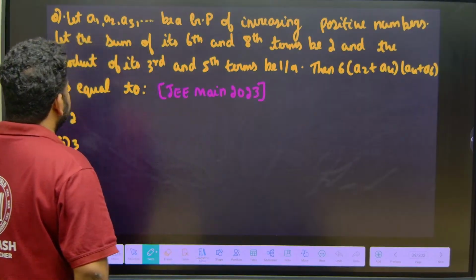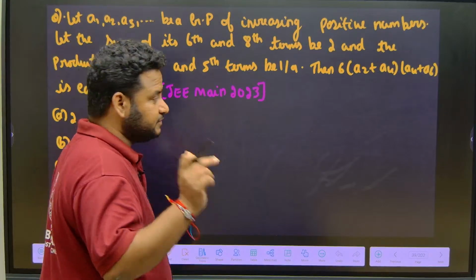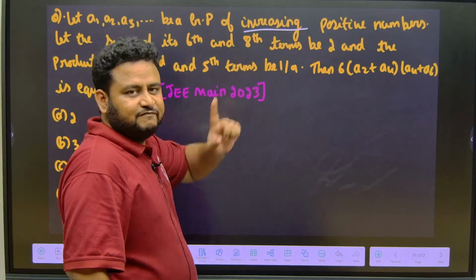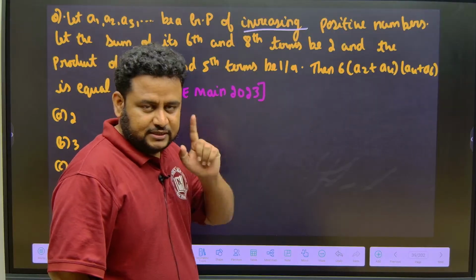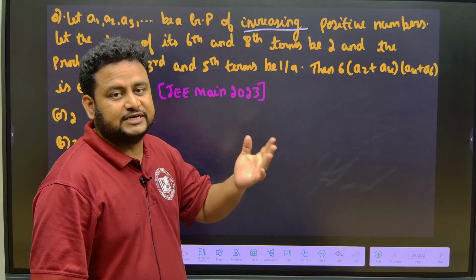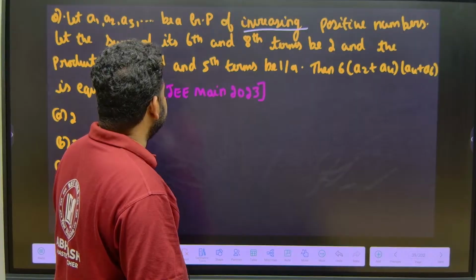They are telling: let A1, A2, A3 be an AP of increasing positive integers. They have not given just positive integers, they are telling increasing. This is highly important. This word increasing will make a lot of difference when we solve the question. They are telling increasing because the common ratio should be such that the sequence should increase, it should not decrease.